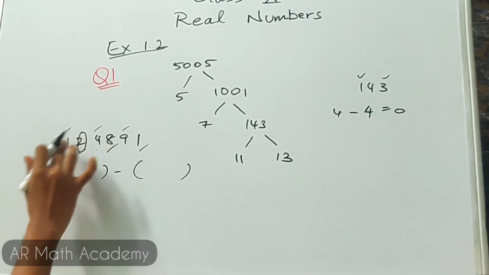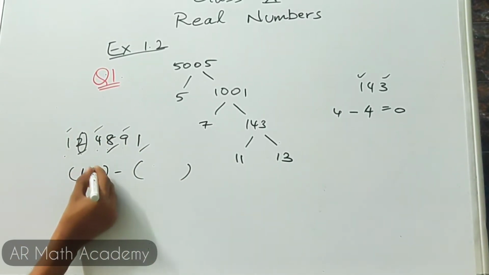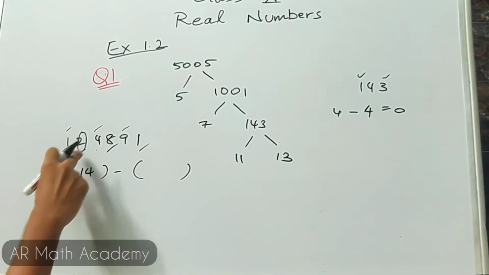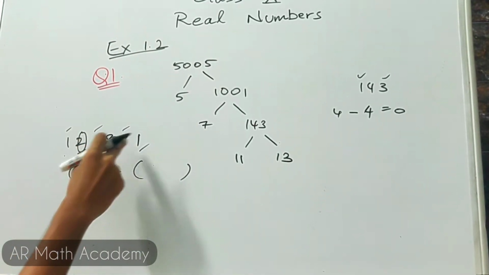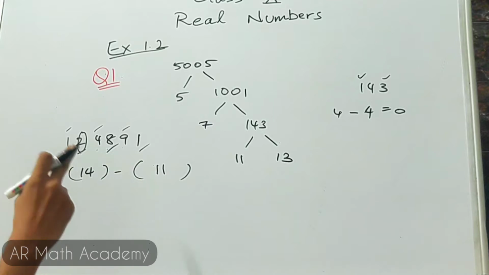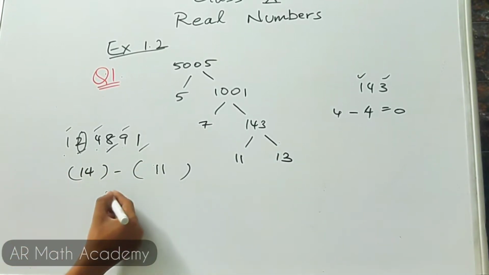So 1 plus 4 plus 9, all odd digits, is 14, right? 14 minus all the even digit numbers, 2 plus 8 plus 1. 2 plus 8 is 10, 10 plus 1 is 11. So 11. Now subtract these two. 14 minus 11 is 3.